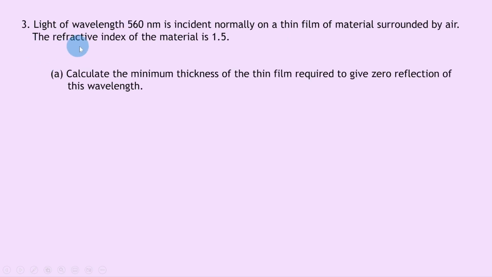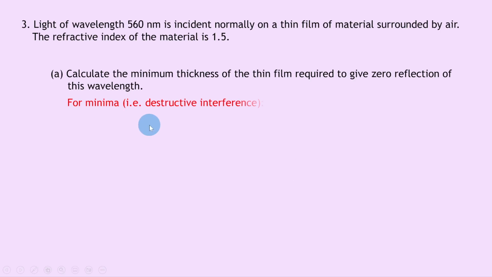Lastly, question 3 says light of wavelength 560 nanometers is incident normally on a thin film of material surrounded by air. The refractive index of the material is 1.5. Part A says to calculate the minimum thickness of the thin film required to give 0 reflection of this wavelength. Well, because the question here mentions 0 reflection, then that must mean destructive interference, i.e. the cancelling out of light. So we must be talking about minima here.